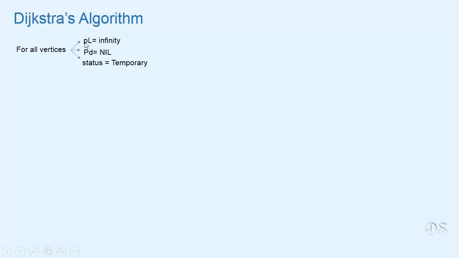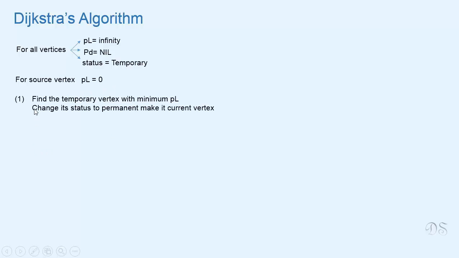Initially, for all vertices, path length is equal to infinity, predecessor is nil, and status is temporary. First we make the path length of the source vertex equal to 0. Now from all the temporary vertices of the graph, we'll find the temporary vertex with minimum path length and make it permanent, and it becomes the current vertex. At the start of the algorithm, the source vertex has minimum path length, so the source vertex will be the first one to become permanent.